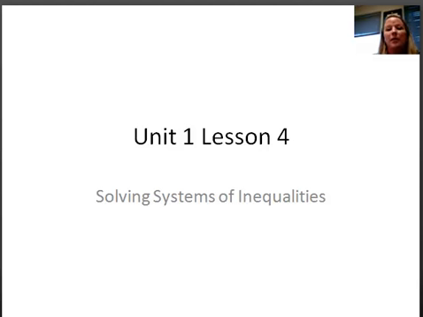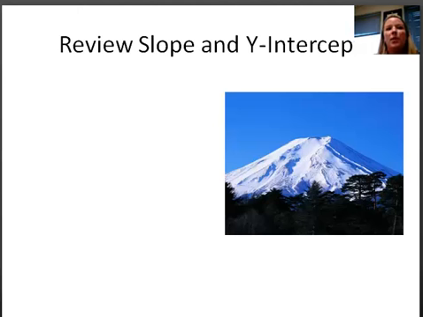Before we start that, because inequalities you must graph, we're going to review a little bit about slope and y-intercept, because I know you're a little confused on that from the video the other day. So, slope and y-intercept. Here we have a picture of a mountain, right? A mountain helps us to think about slope.